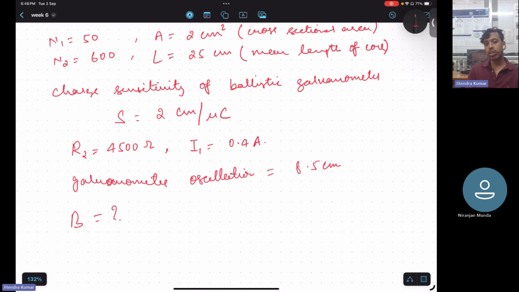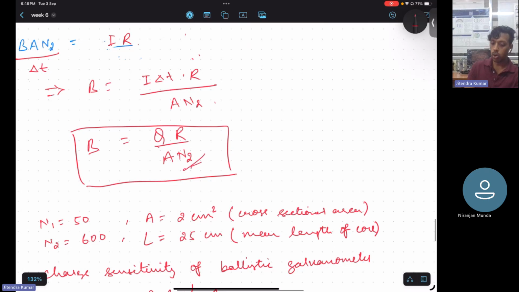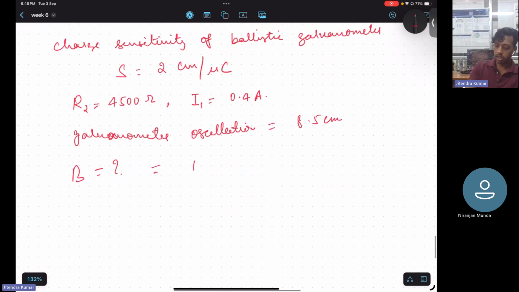So we just calculated the expression of magnetic flux density with the help of change in flux linkage. So what was that expression? We have calculated it here, QR by AN2. So we are going to write QR by AN2.